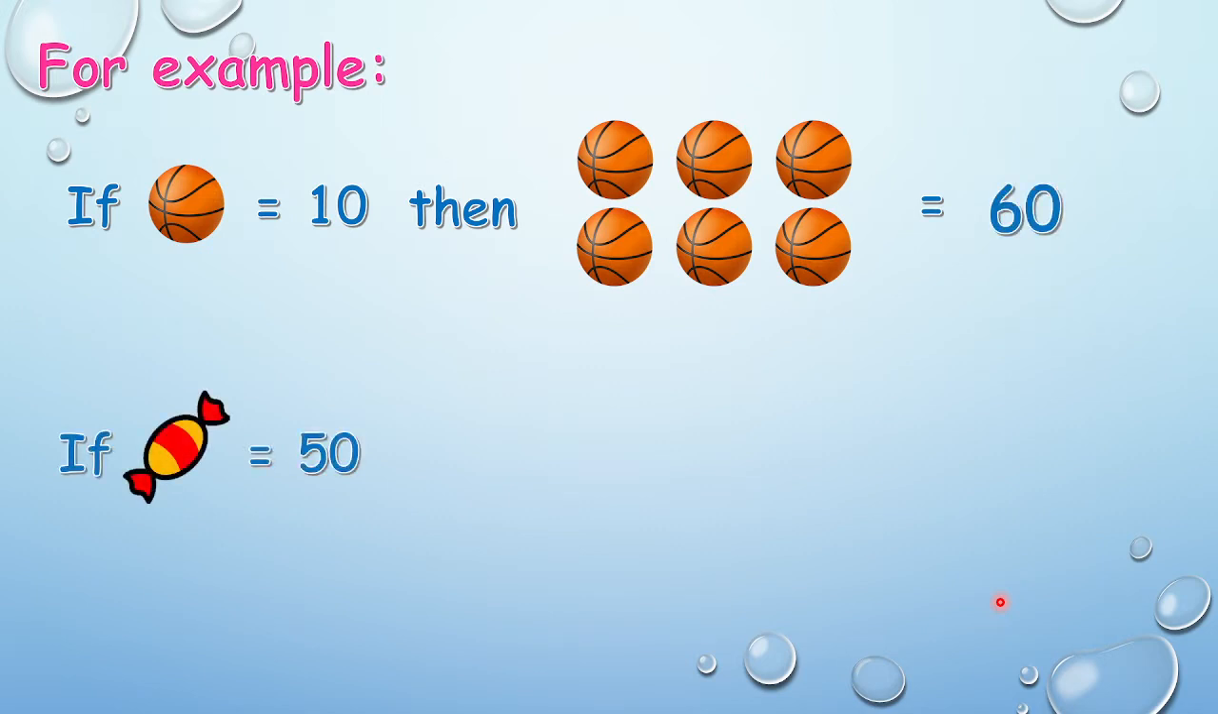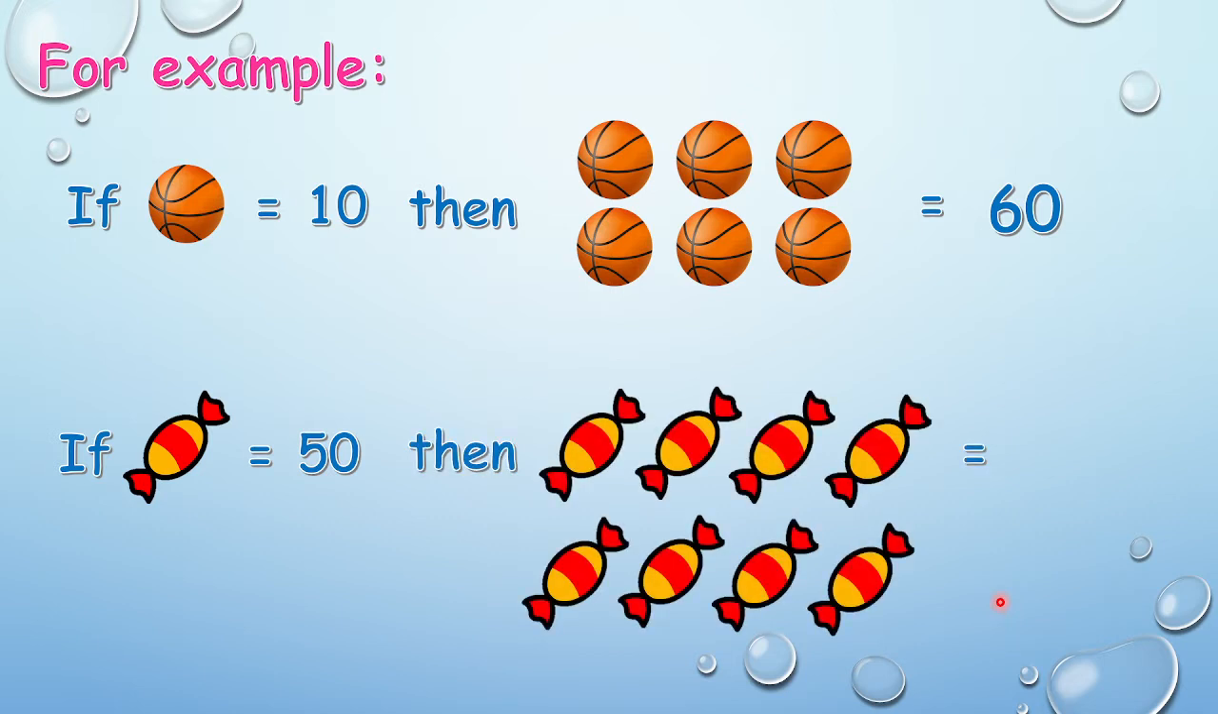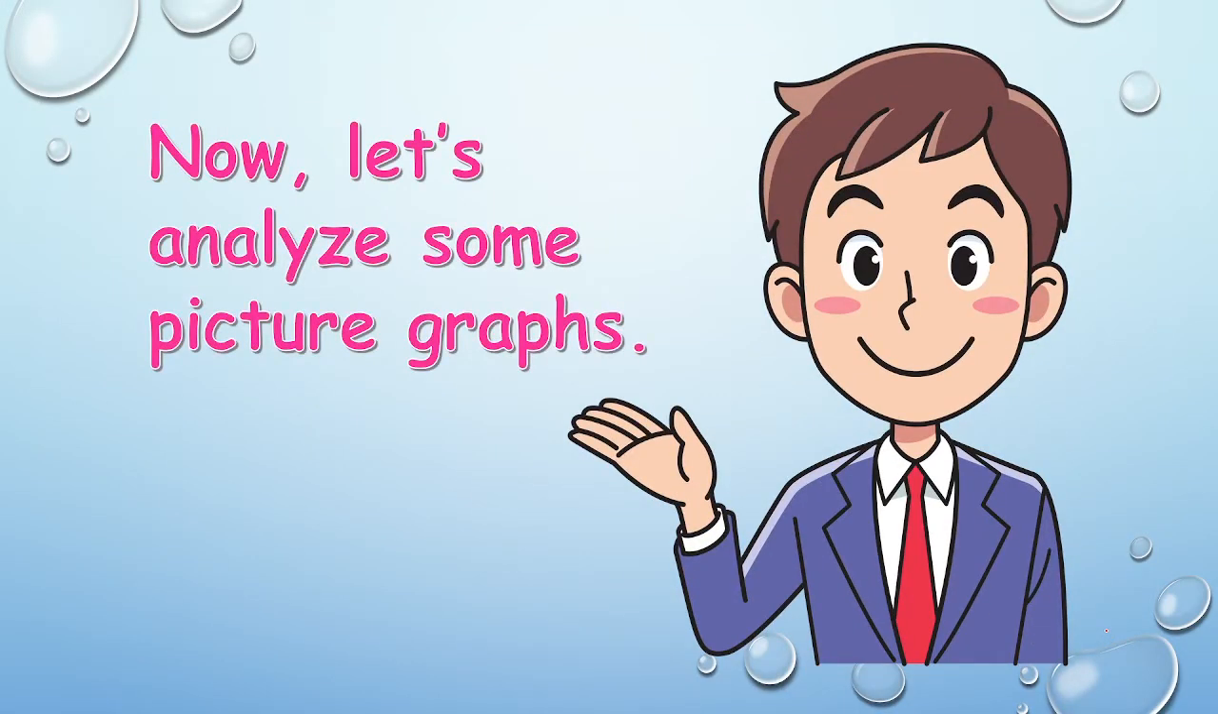Another example, if one picture of candy is equal to 50, then how many candies are there? 100? Not correct, right? It should be 400. Yes, it should be 400. Not correct. Should be 400. 8 times 50. Okay. Now, let's analyze some more picture graphs or pictographs.